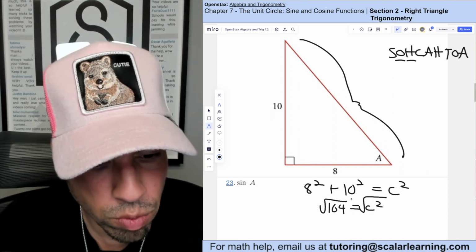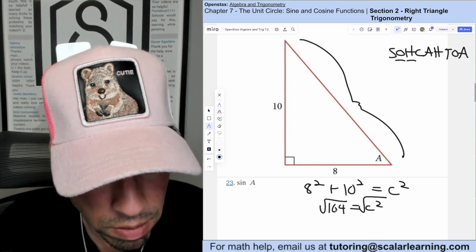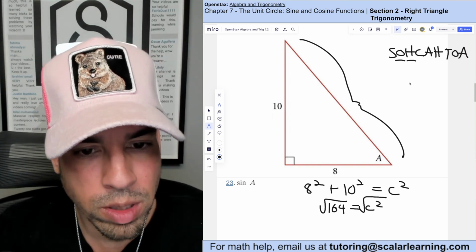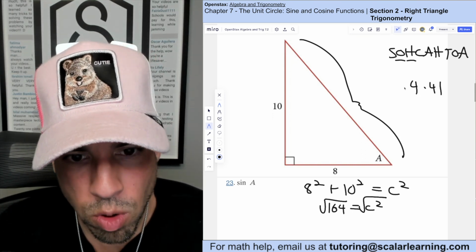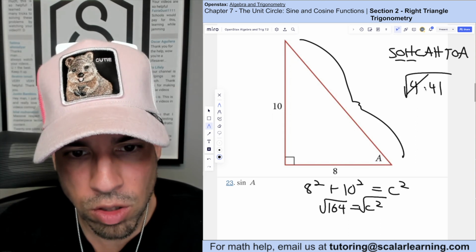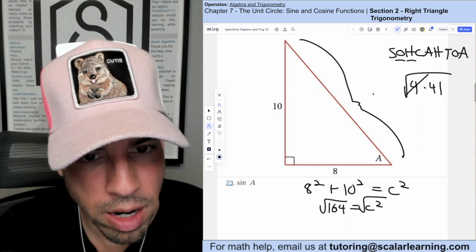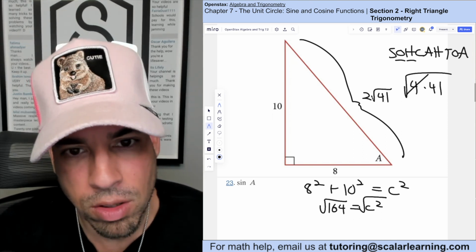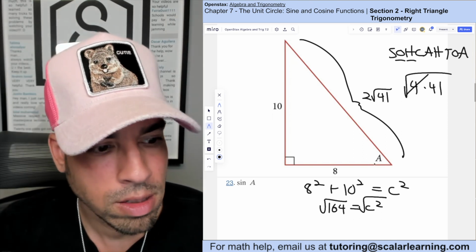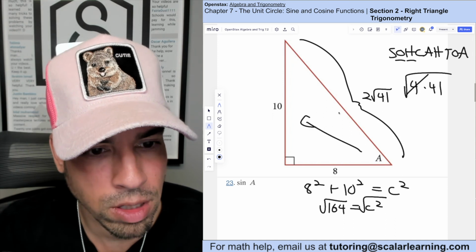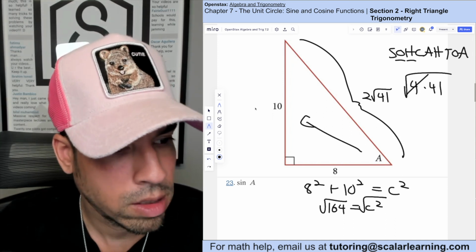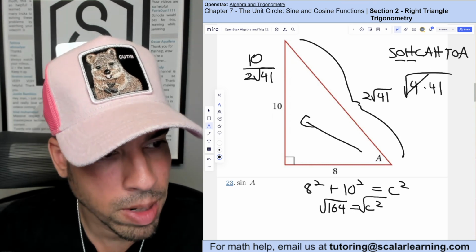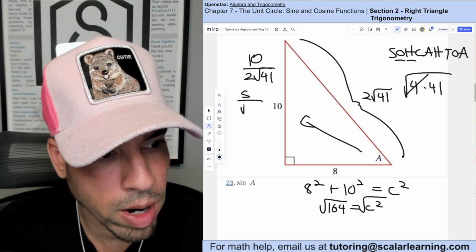Now we're going to take the square root of 164. Let's find that now. So 164 is really 4 times 41. And that's nice because 4 is a perfect square. I can take the square root of 4 and it is 2, and then the 41 stays trapped inside. So now I get a hypotenuse. So now I've got sine of A, which is opposite over hypotenuse. So it's 10 over 2 rad 41. Divide top and bottom by 2, and I get 5 over rad 41.